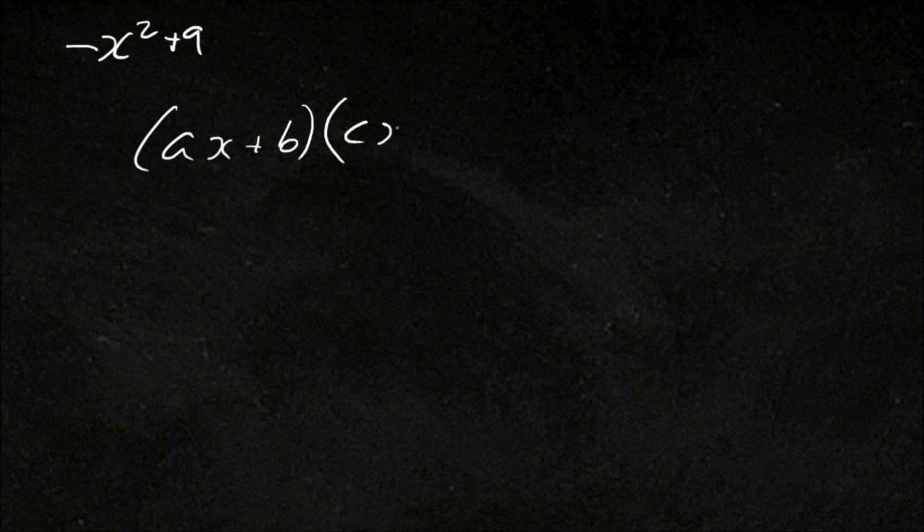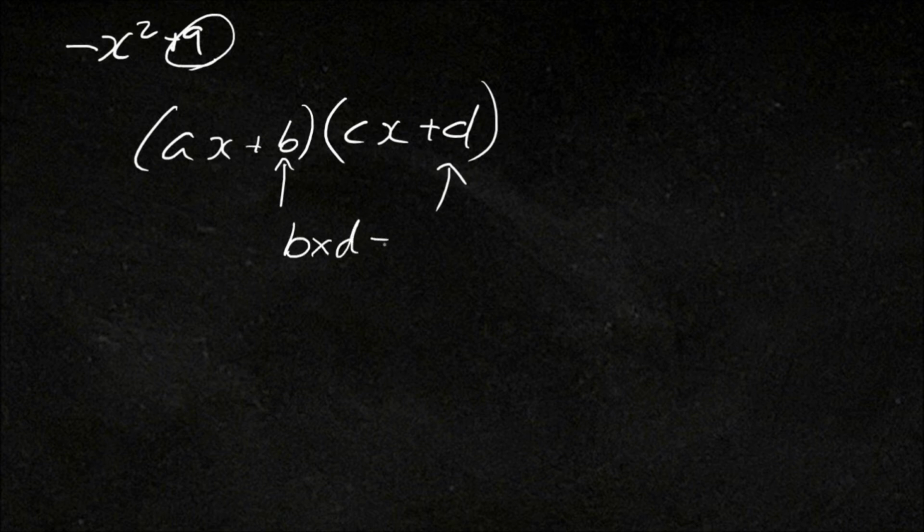We'll look at the example minus x squared plus 9. So the general form of the factorization of this would be ax plus b, cx plus d. We know to get this 9 value, we would have to times our b and d together. So we know b times by d equals 9. We also know that we want to have a coefficient of -1. So that means a times by c is equal to -1. So that means a is -1 or c is -1.